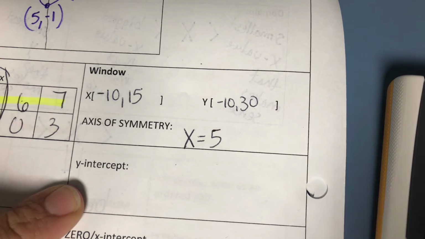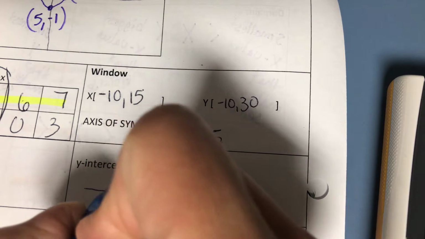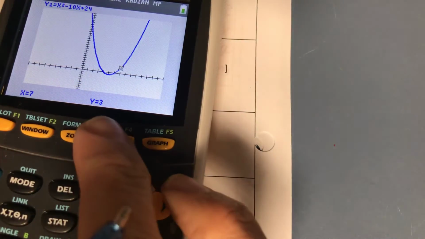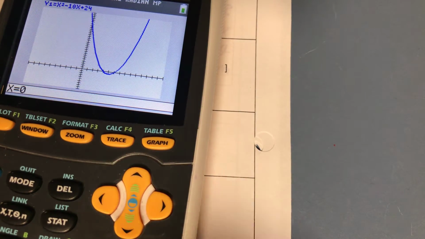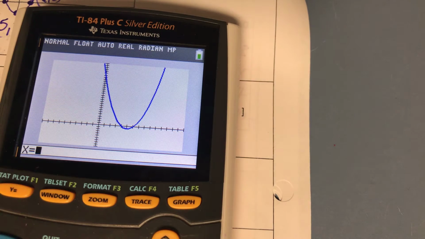Now I want to find the y-intercept. Remember, all y-intercepts are when x is 0. Intercepts something is 0, and in the y-intercept, y is a number. So that's going to make the x be 0. And I realize we already have it here, but the way we could do that is going back to second trace, choose value, and then just under x, x is 0, and y is 24.